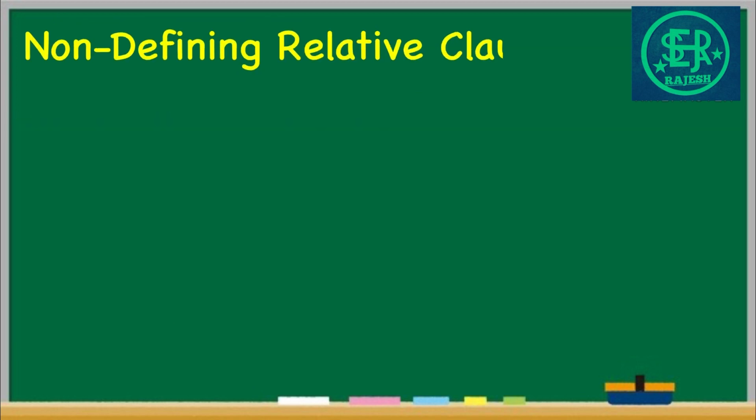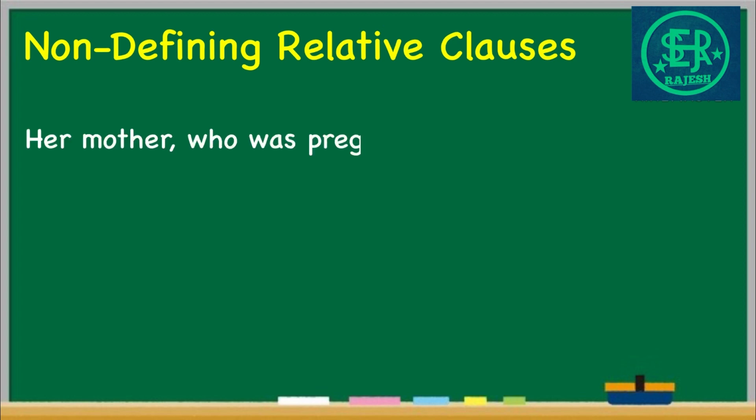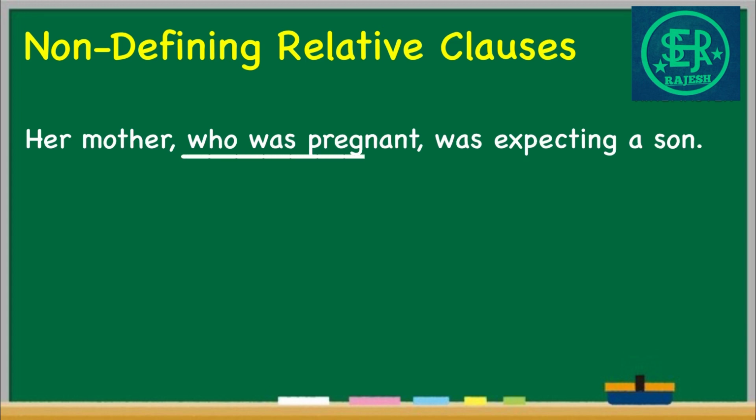Non-defining relative clause. Look at the example here. Her mother, who was pregnant, was expecting a son. We use non-defining relative clauses to give extra information about the person or thing. It is not necessary information. We don't need it to understand who or what is being referred to.